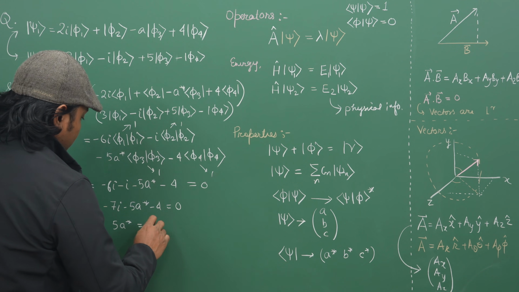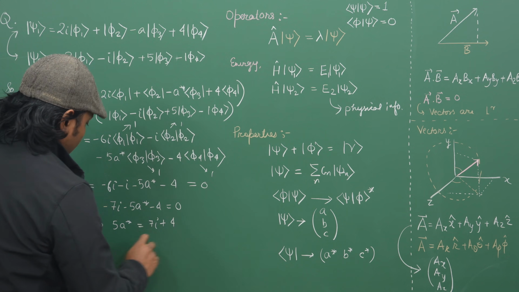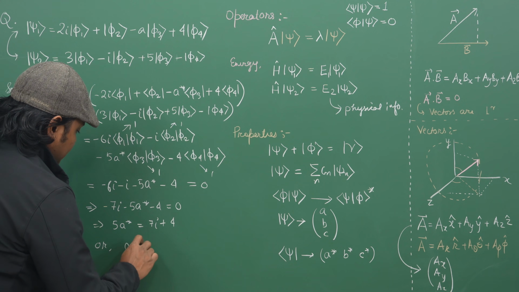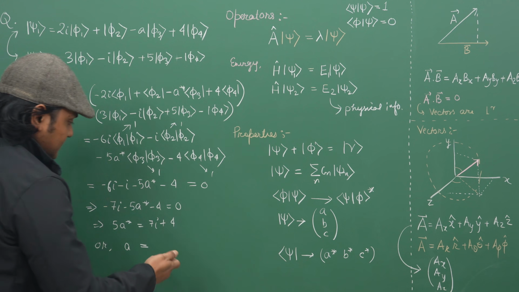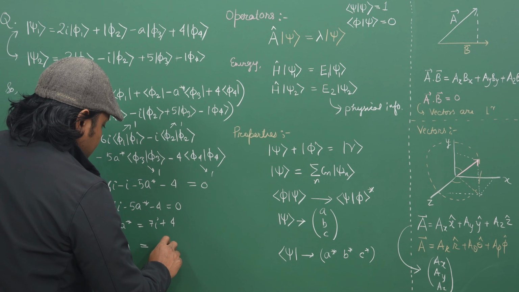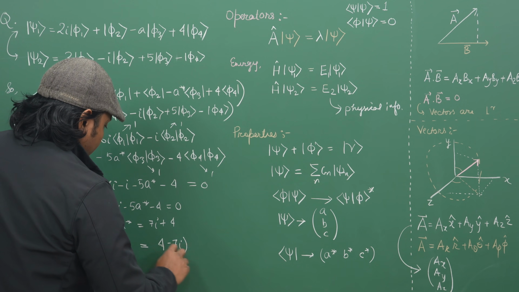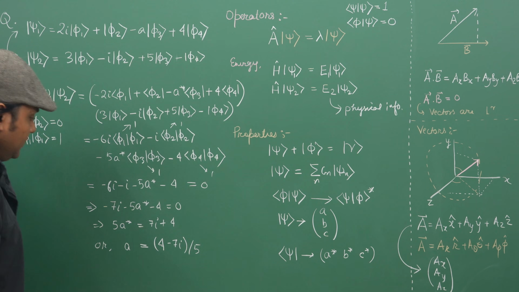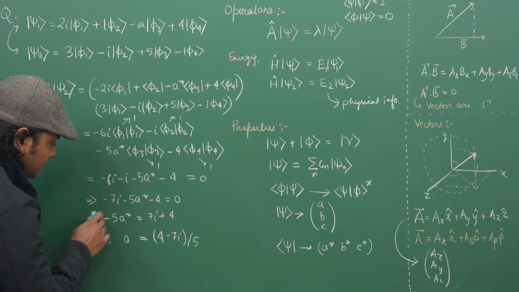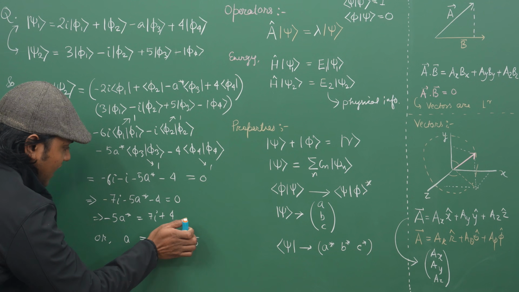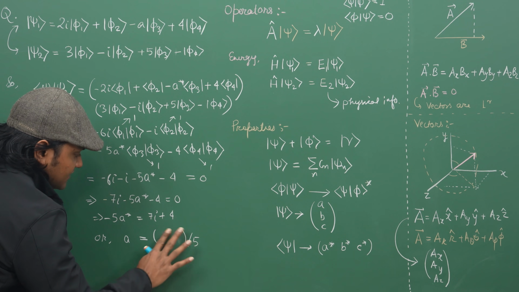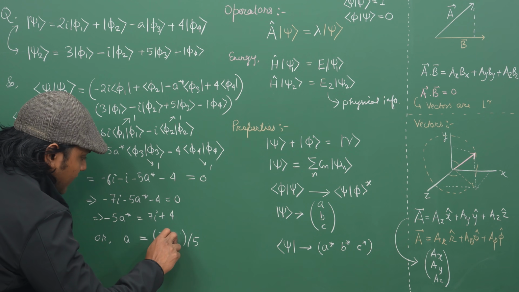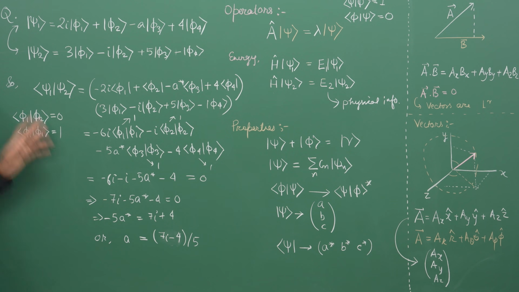So for this to be 0, minus 7 iota minus 5a star minus 4 is equal to 0, or 5a star is equal to minus 7 iota minus 4, or a is equal to, because a star, if I want to find a, I just have to take the complex conjugate of the right hand side. Made a quick mistake here, this should be minus here. So therefore this basically comes out to be 7 iota minus 4 upon 5. So this is the answer of A for the states psi1 and psi2 to be orthogonal.